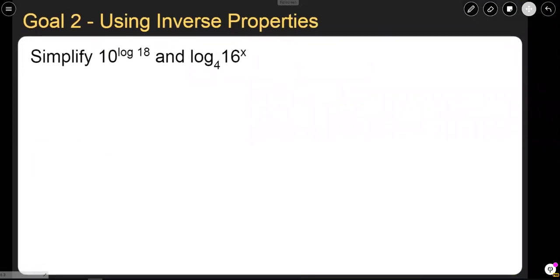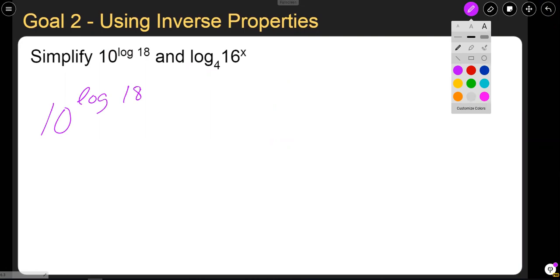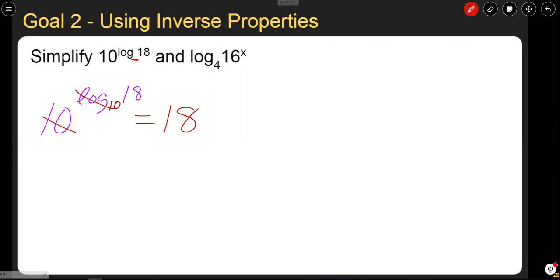So if I want to simplify this, 10 to the log of 18 and then log base 4 of 16 to the x. Well, let's just go through these. Don't let this mess you up. This is just 10 to the log of 18. Well, what did we just learn about these logarithms? If there's nothing written right here for the base, that means technically it's base 10. It's the common log. You could write that in to help you. And then at this point, all you're doing is canceling stuff. You're left with 18.